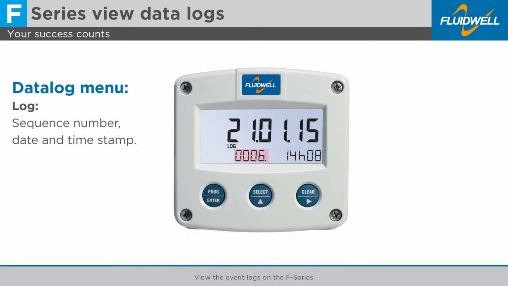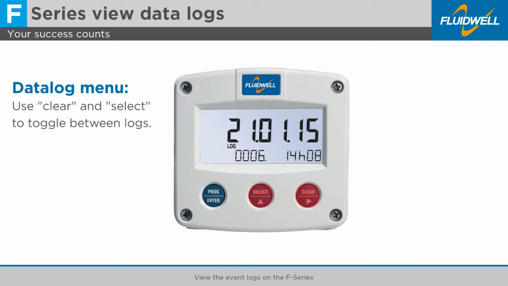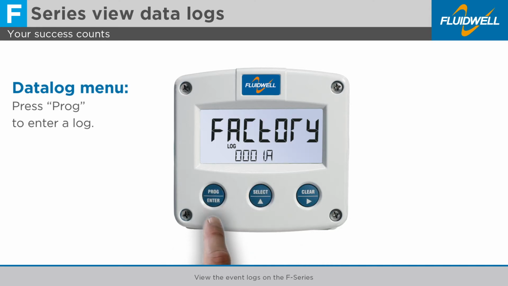You will see the last log with a sequence number, date, and timestamp. The most recent log is indicated with a flashing arrow pointing down. Use Clear and Select to navigate through the available logs. In this example, we'll go to the first log. Press Prog to enter the first log.